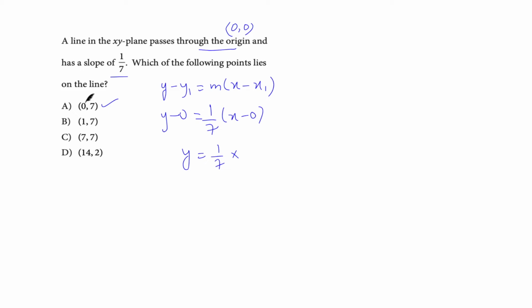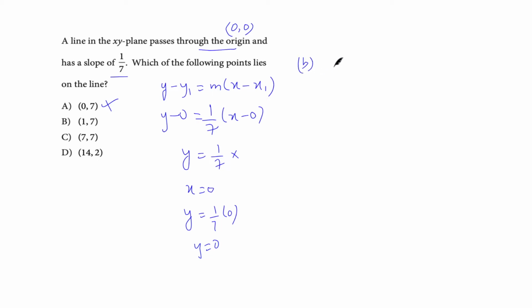So if I replace x with 0, do I get 7? Let's have a look. If I replace x with 0, y will be 1 over 7 into 0, y becomes 0. So this is wrong, A is wrong. Let's try option choice B.